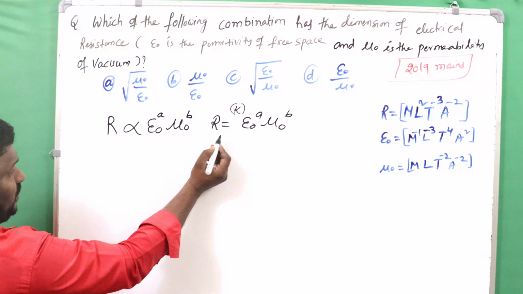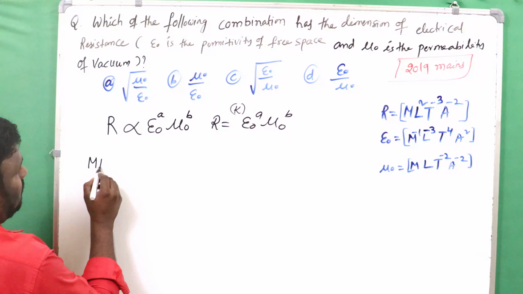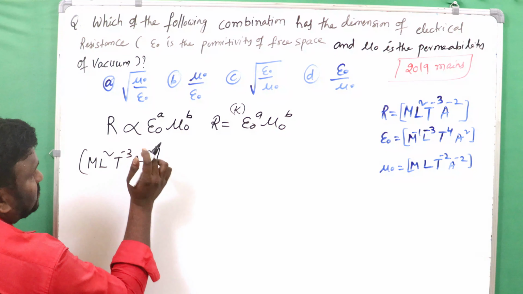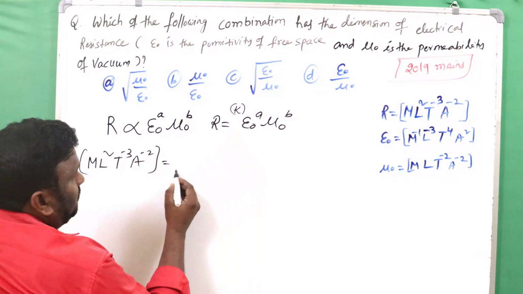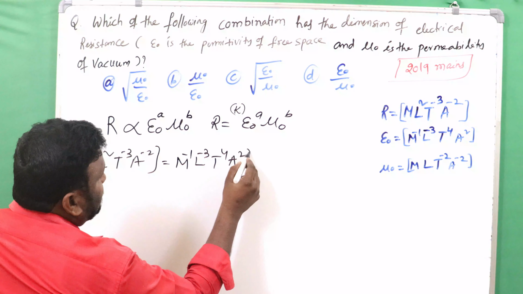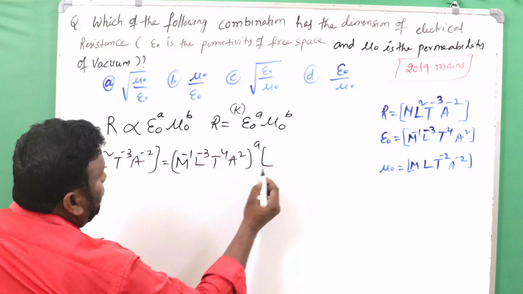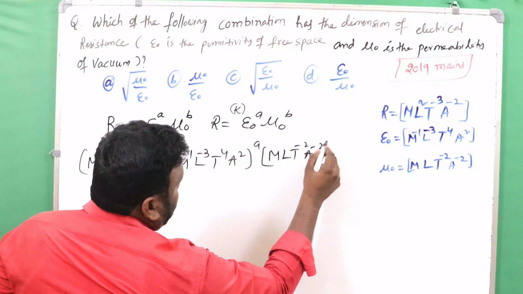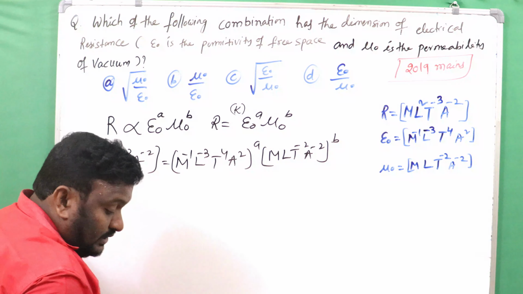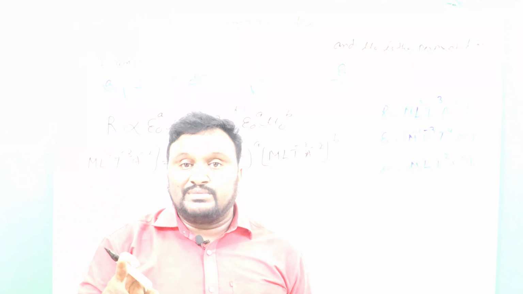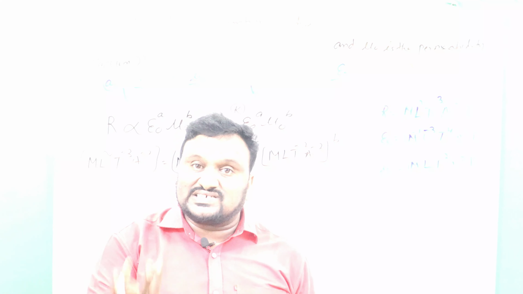Now we have to substitute dimensional formulas. R is M L squared T inverse 3 A inverse 2, which equals epsilon naught, M inverse 1 L to the power of minus 3 T to the power of 4 A squared, all to the power of A, and mu naught, M L T inverse 2 A inverse 2, all to the power of B. According to the principle of homogeneity in a dimensional equation, the physical quantity must have the same dimensions on both sides, that is LHS and RHS. That's why we have to compare the dimensions.